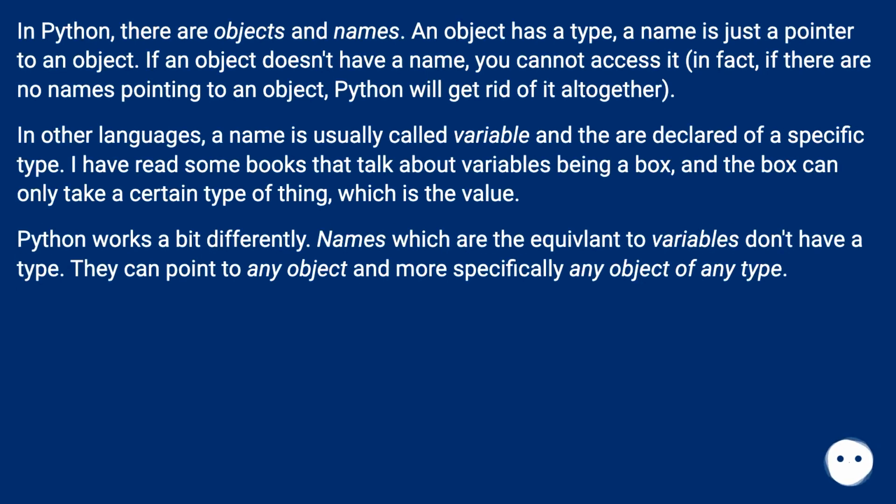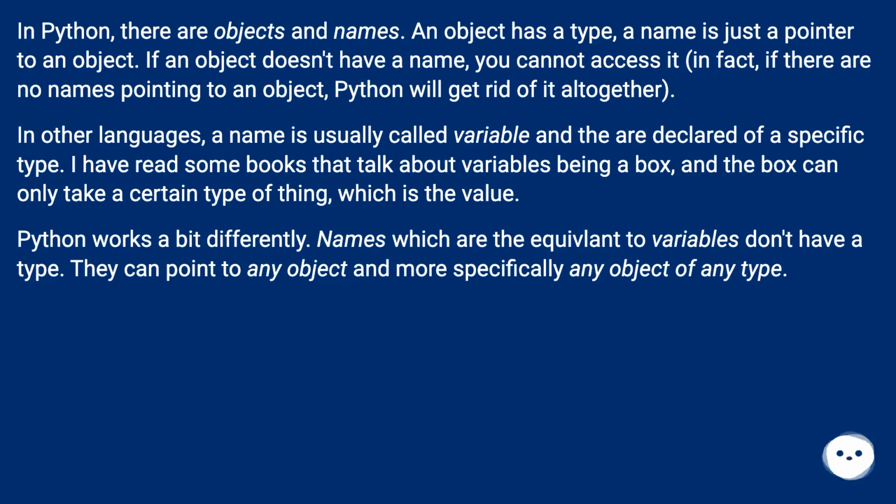In Python, there are objects and names. An object has a type, a name is just a pointer to an object. If an object doesn't have a name, you cannot access it. In fact, if there are no names pointing to an object, Python will get rid of it altogether. In other languages, a name is usually called a variable and they are declared of a specific type.